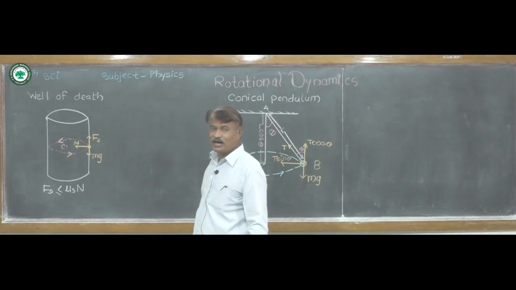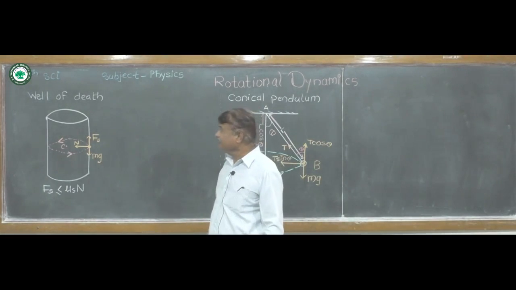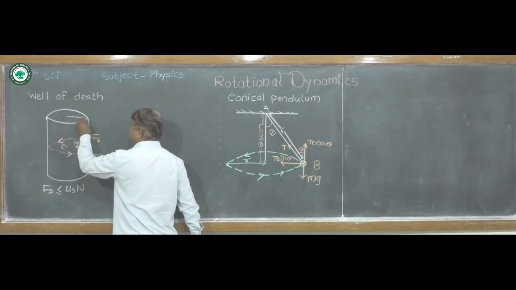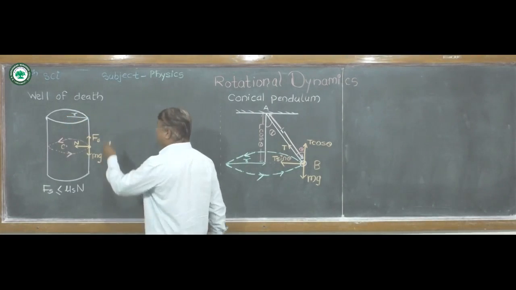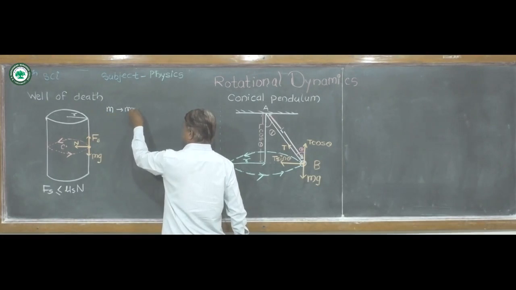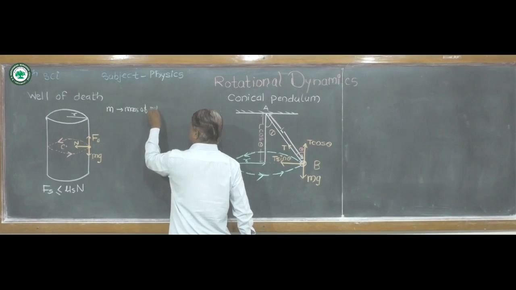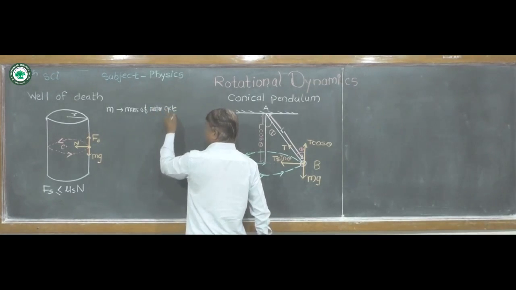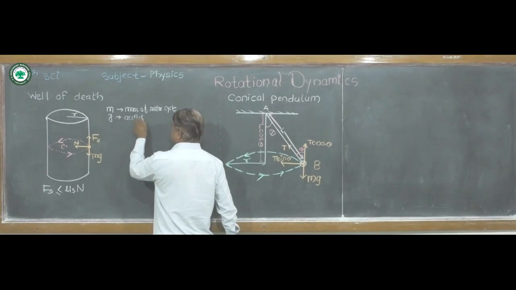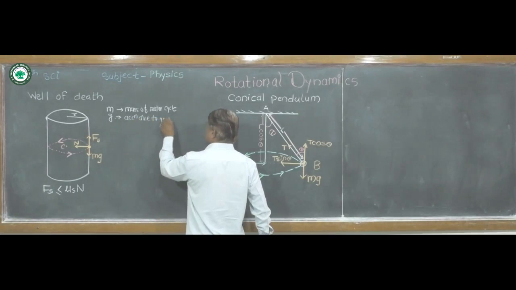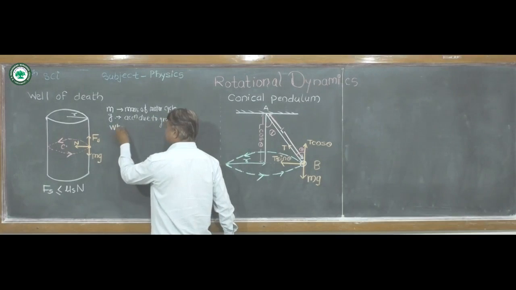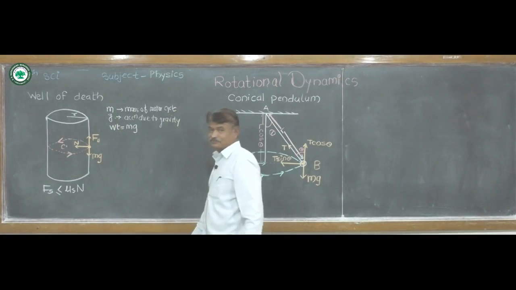Now when a motorcycle is moving inside the wheel of death of radius r, and the mass of the motorcycle is m, g is the acceleration due to gravity. Then the weight of the motorcycle is given by mg.